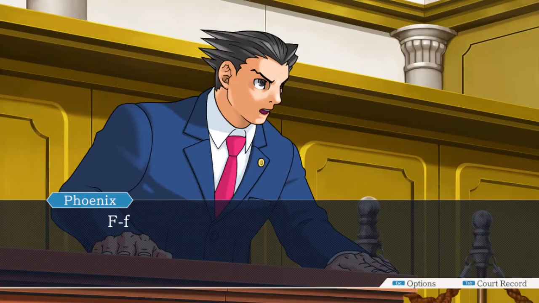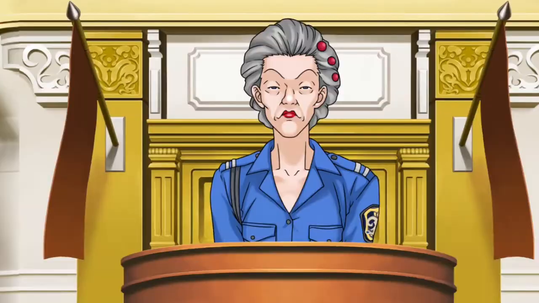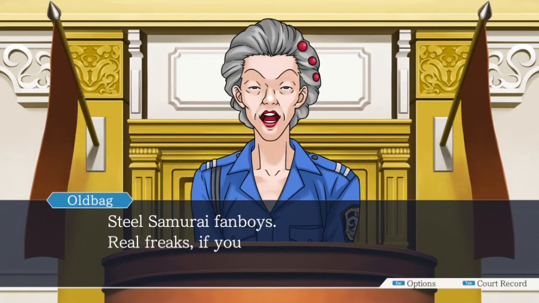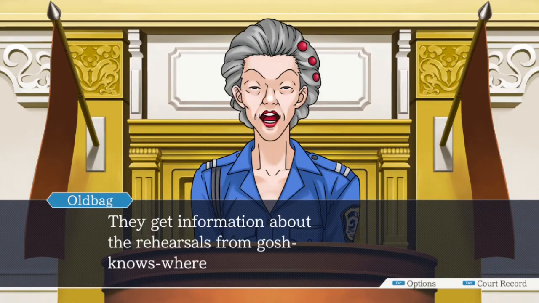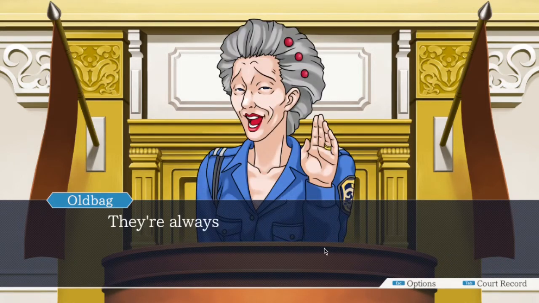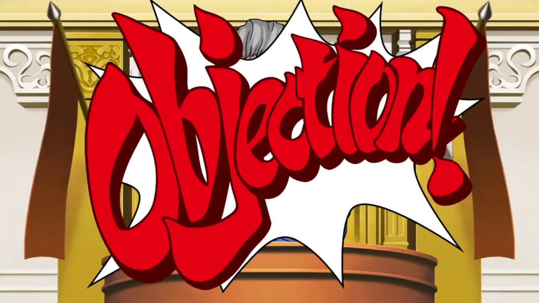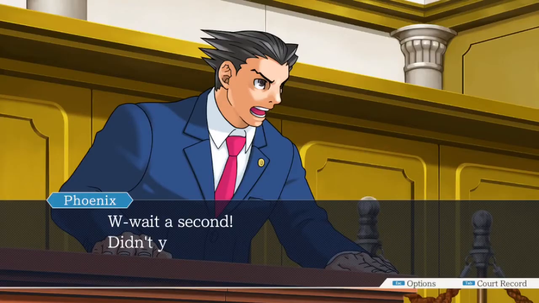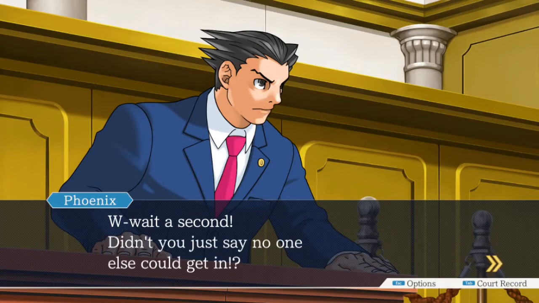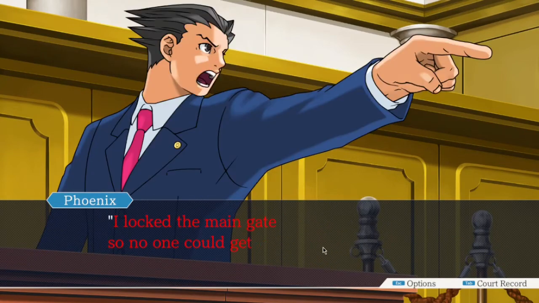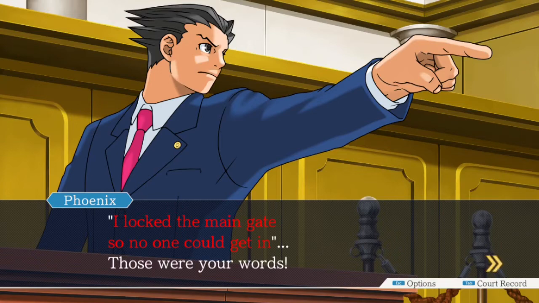Fanboy. Fanboy? Steel Samurai fanboys. Real freaks if you ask me. They get information about the rehearsals from who knows where. They're always thinking about what was there that day. Well, wait a second, didn't you just say no one else could get in? I locked the main gate so no one can get in. Those were your words.